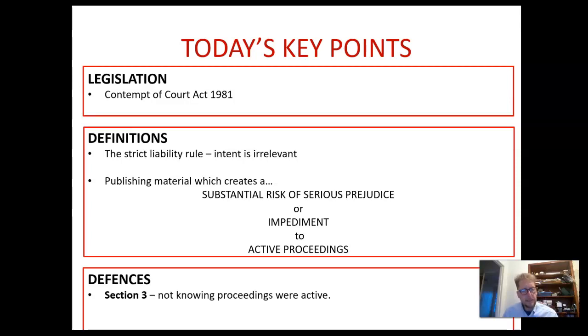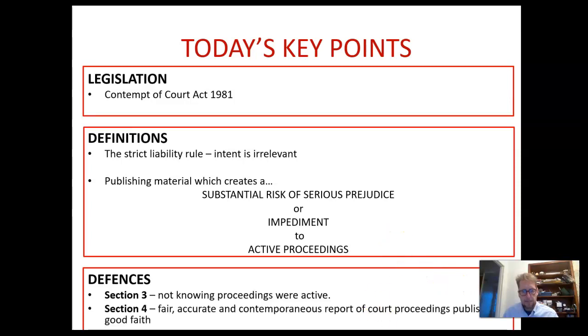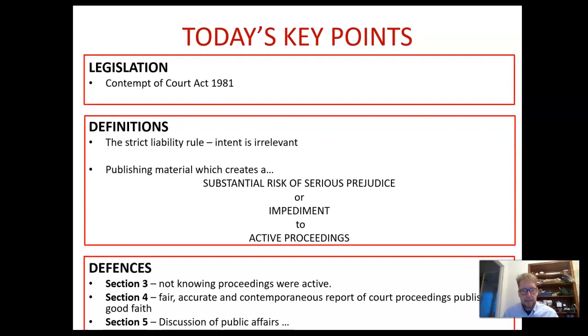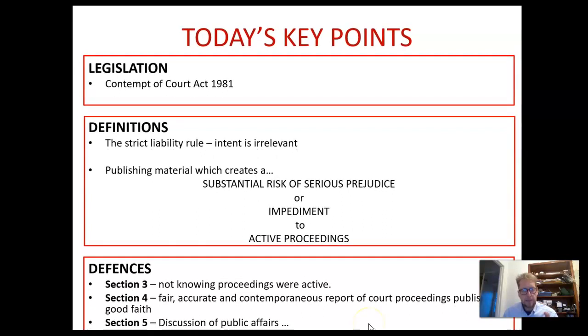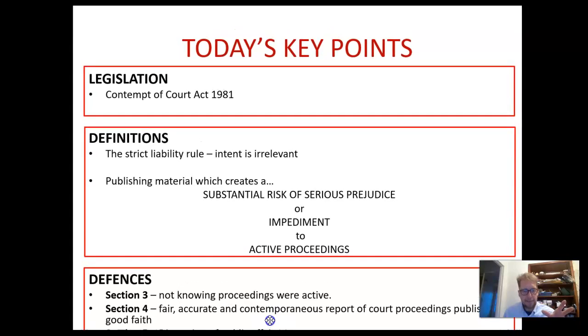And then defences, remember we had section 3, so I can see them run out of screen here. We had section 3, which is not knowing proceedings were active, but you have to show that you're taking every reasonable precaution. We have section 4, which is a fair and accurate and contemporaneous report of court proceedings published in good faith. And then we have section 5, a discussion of public affairs. So those are the key defences.